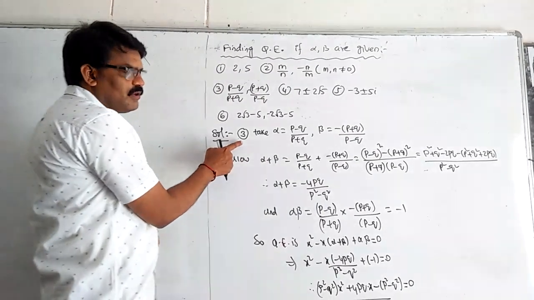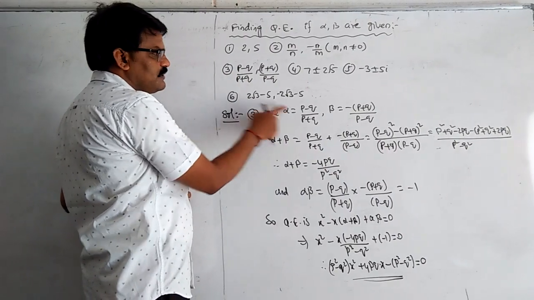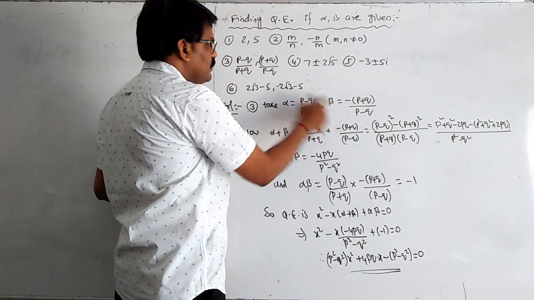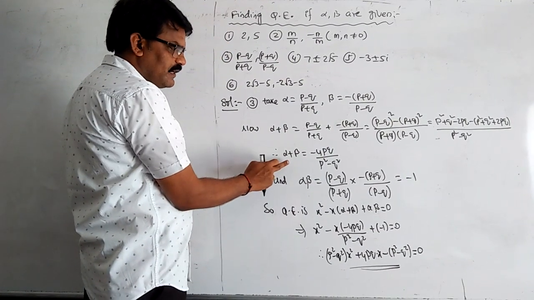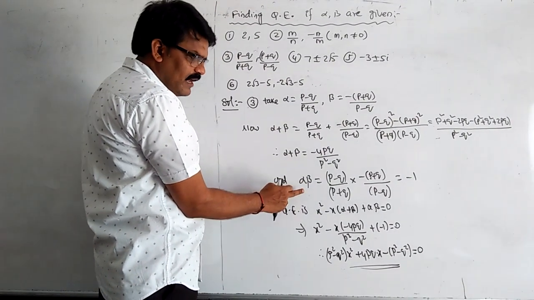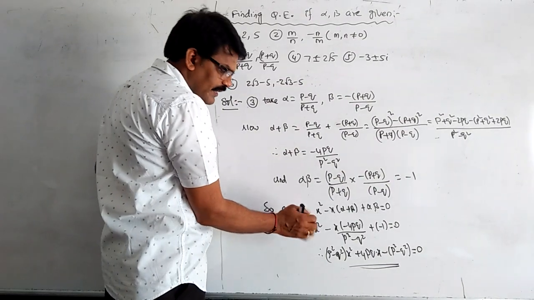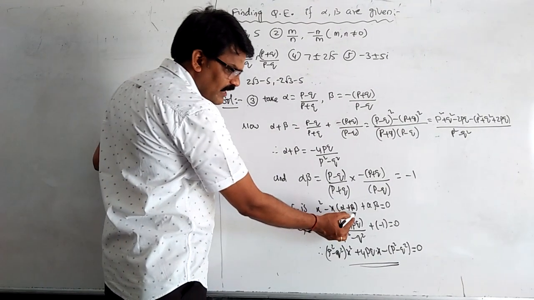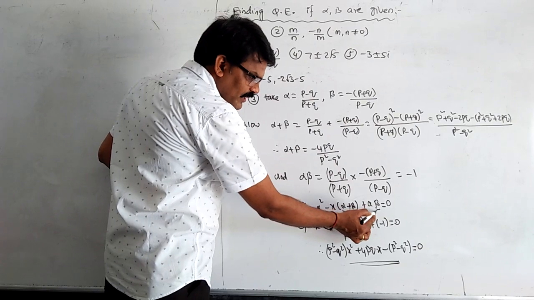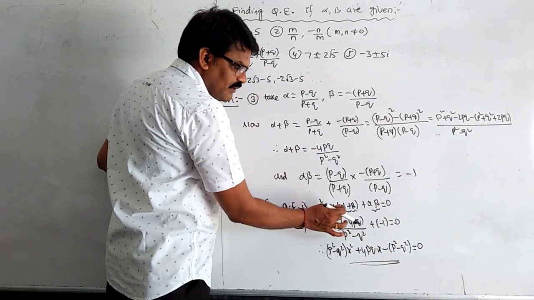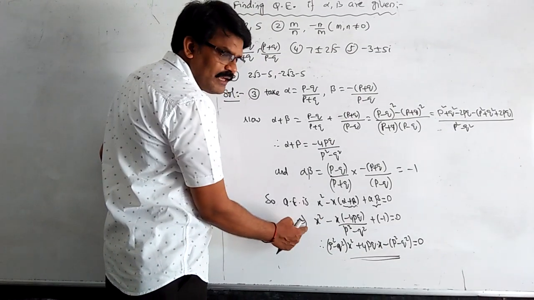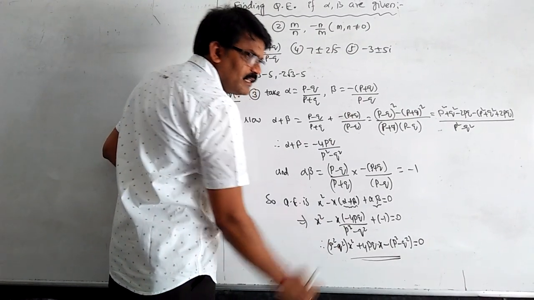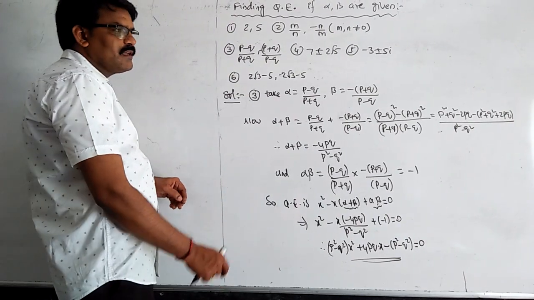Let us discuss the third problem, which is alpha is equal to p minus q by p plus q, beta is equal to minus of p plus q by p minus q. Just find alpha plus beta and simplify it, and alpha beta and simplify it, and substitute the alpha plus beta value and alpha beta value in the quadratic equation x square minus x into alpha plus beta plus alpha beta is equal to 0. Taking LCM and then cross multiplication, we get the required quadratic equation.